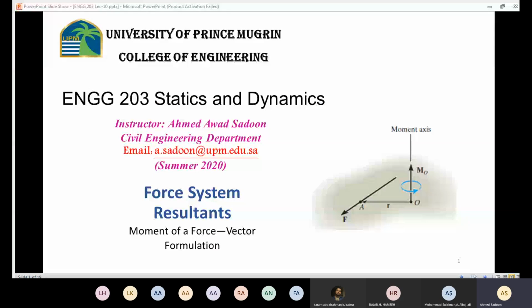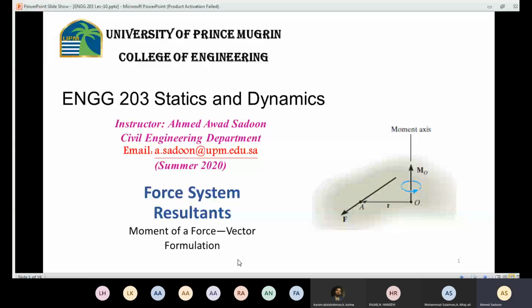Let's get started. Today we are going to talk about the force system resultants. Last time we also talked about force system resultants, but we discussed the moment of force regarding the scalar formulation. This time we are going to discuss the vector formulation. And in order to understand the vector formulation, it's important to review some mathematical background.